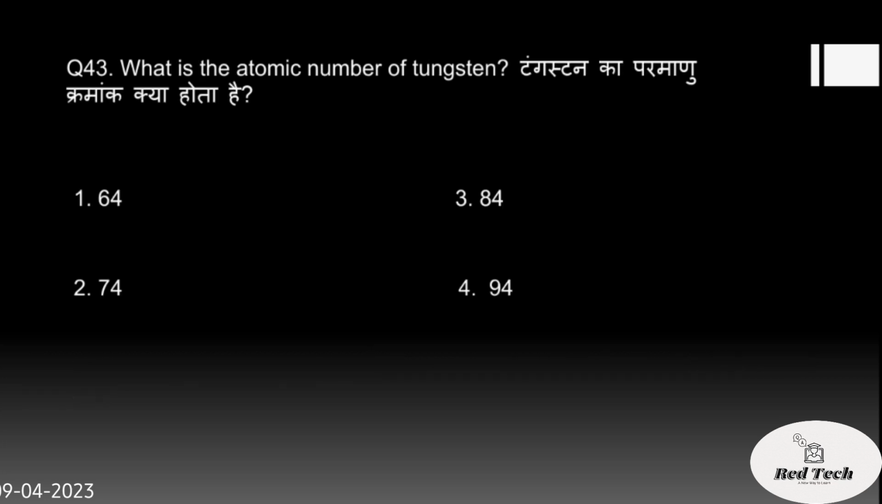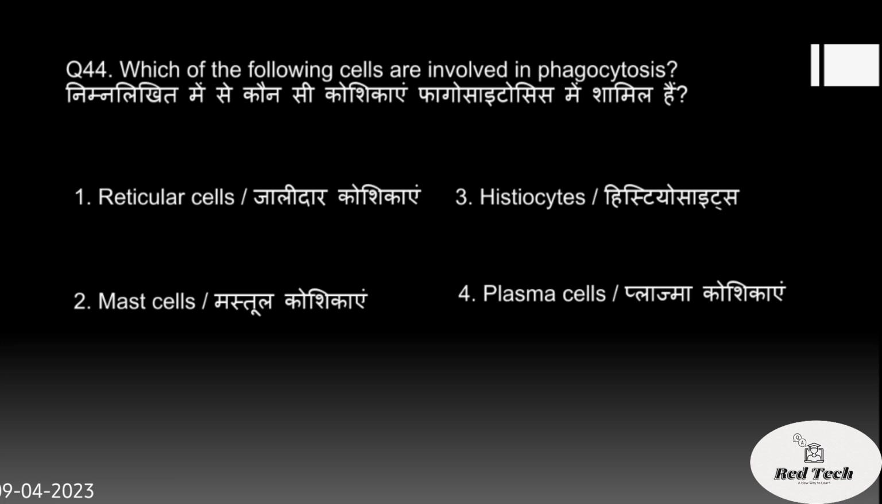Question number 43. What is the atomic number of tungsten? The options are 64, 74, 84 and 94. The right answer is option 2, which is 74. 74 is the atomic number of tungsten.